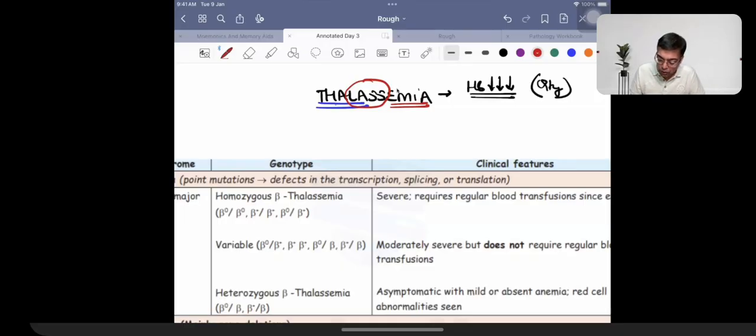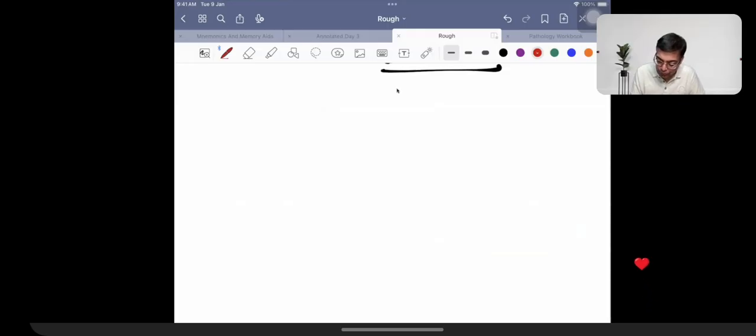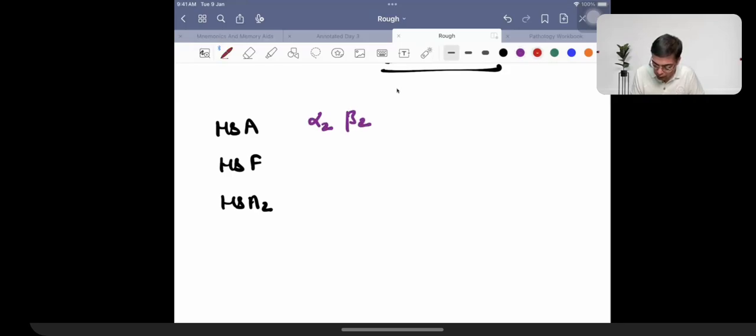Now, whenever we are going to be talking about the hemoglobins, just a quick recap. These are the hemoglobins that we have in case of a normal adult: alpha 2 beta 2, alpha 2 gamma 2, alpha 2 delta 2. Whenever we're talking about a patient who is going to be having thalassemia, there is a problem either with the alpha chain or there is a problem with the beta chain.